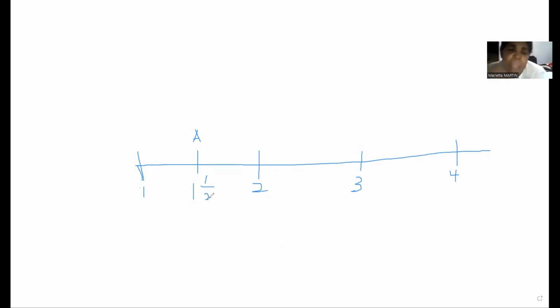Let me ask you a question. How did you get to one and one half? How do we get to the one? Because this one doesn't have a number underneath it? Yes, if this is 1 and this is 2, halfway between 1 and 2 is 1 plus a half. Yeah, that's true.